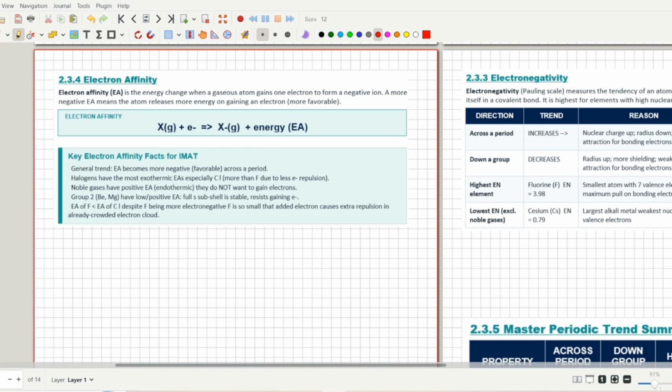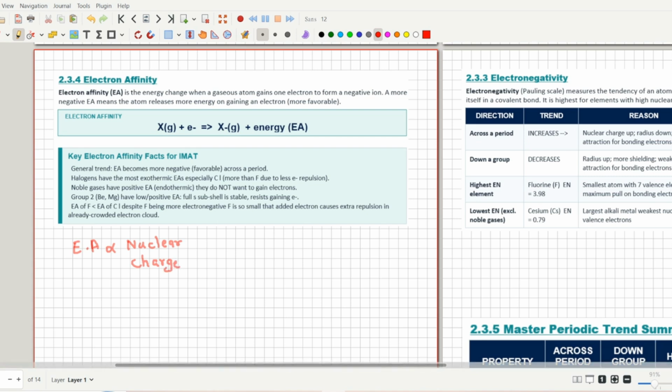Just like ionization energy, electron affinity has the same trend. The same trend for ionization energy will be used for electron affinity. You don't need to memorize a different trend for electron affinity. Electron affinity and ionization energy have the same trend, but I will be writing down everything here. Electron affinity is directly proportional to nuclear charge, just like ionization energy.